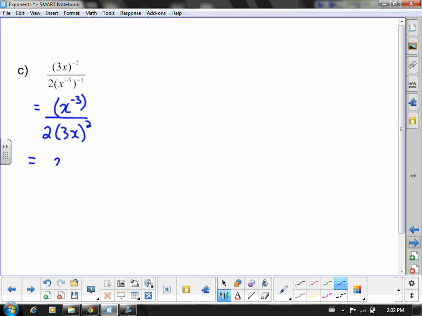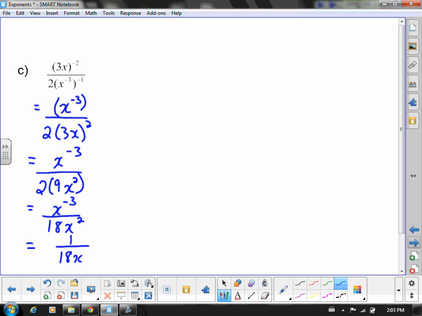So then I have x to the negative 3 over 2. 3 squared becomes 9, and then the x gets the 2 as well. So I have x to the negative 3 over 18x squared. So that's going to give me 1 over 18x to the power of 5. 5 is coming from the fact that if you subtract negative 3 and negative 2, you get negative 5. We don't want negative 5, we want positive 5. So you can just put it into the denominator, since that's the place where you have the most x's anyhow.